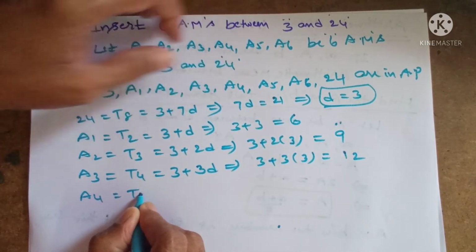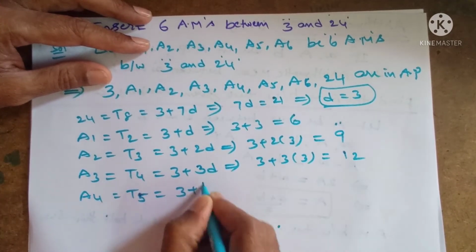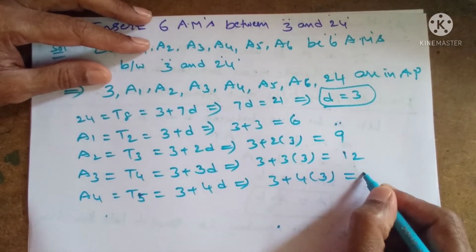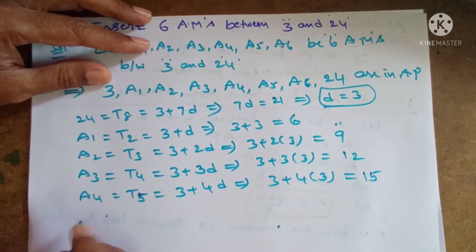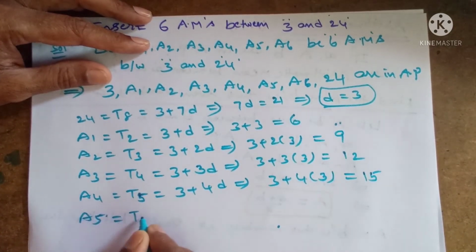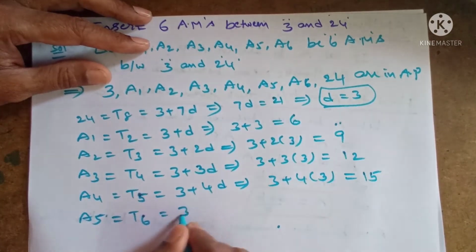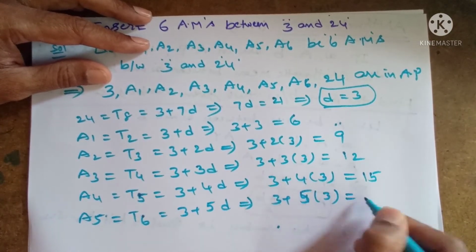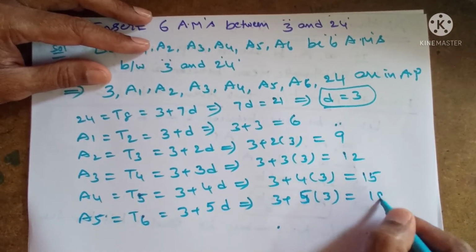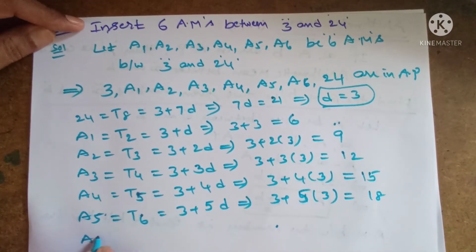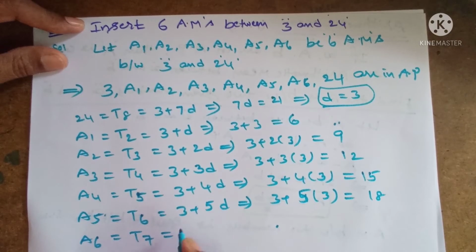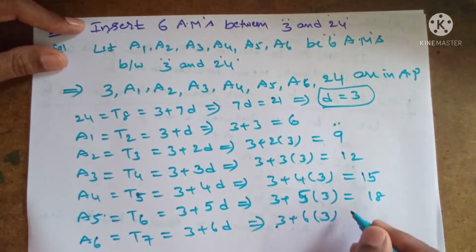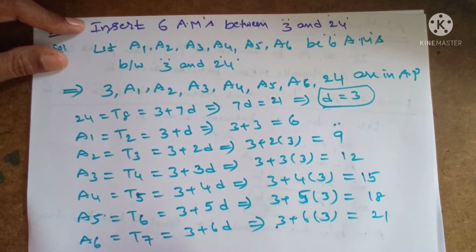A4, this is 1, 2, 3, 4, 5, fifth term, T5. This is 3 plus 4d, 3 plus 4 into 3, 3 plus 12, this is 15. A5, this is T6, 3 plus 5d, 3 plus 5 into 3, 5 3s are 15 plus 3, 18. Next, A6, this is T7, 3 plus 6d, 6 3s are 18 plus 3, 21.